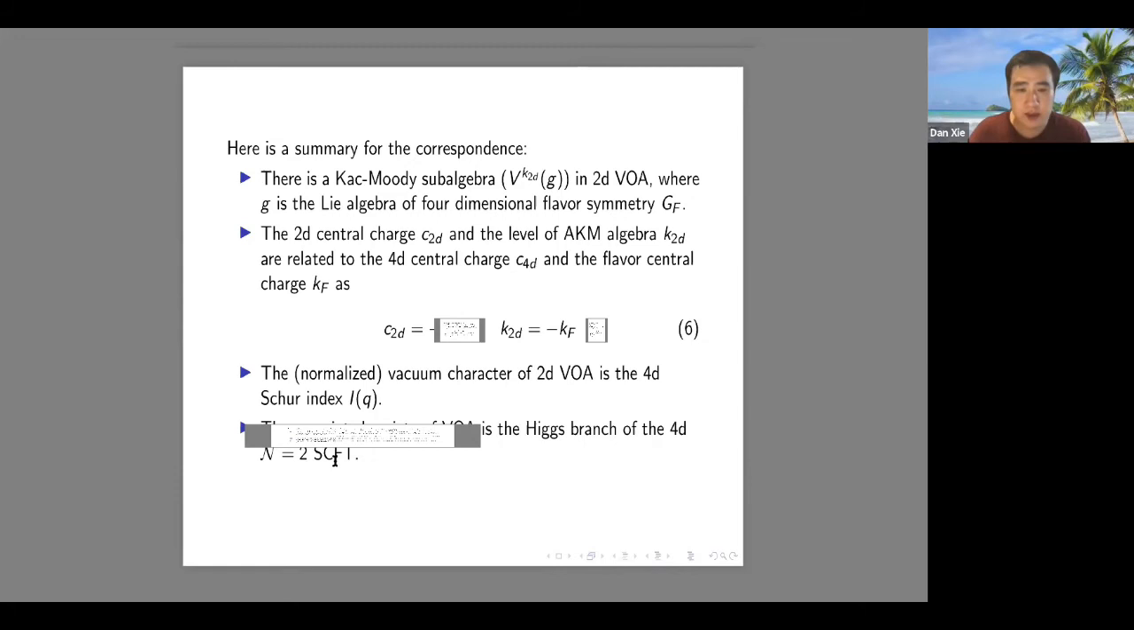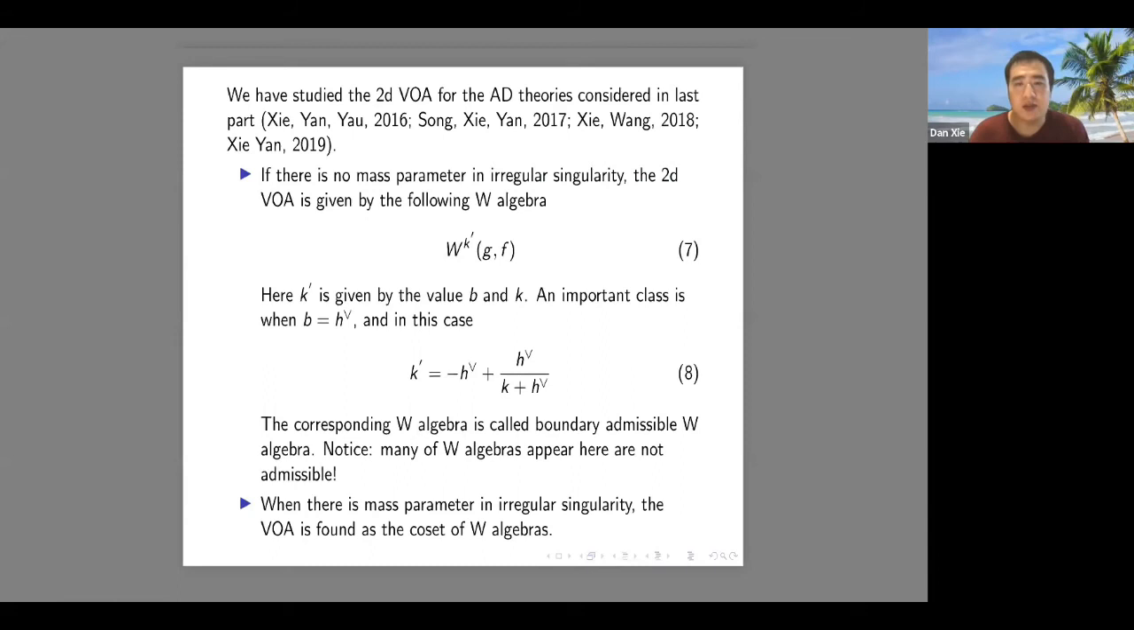Okay, so these are the correspondences. We can solve the Schur sector once we find the 2D VOA. But in general, there's no systematic way of finding the 2D VOA, unless we start with a 4D N=2 theory. We have studied the 2D VOA for the AD series considered in the last part. There was a lot of work that we did.